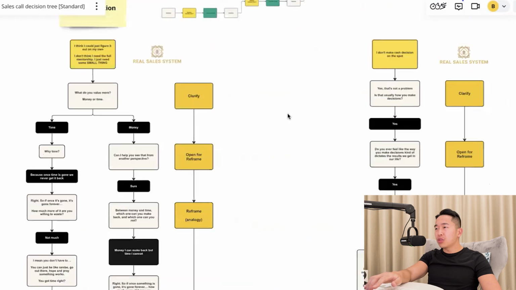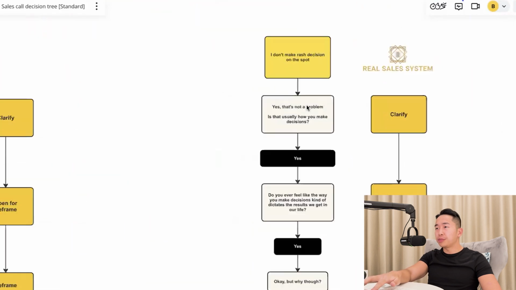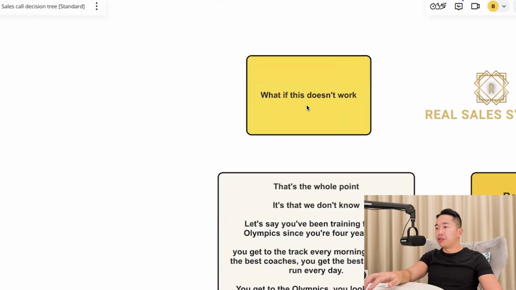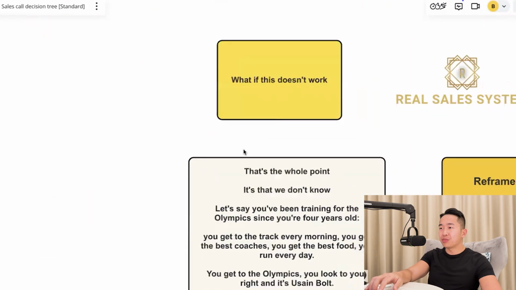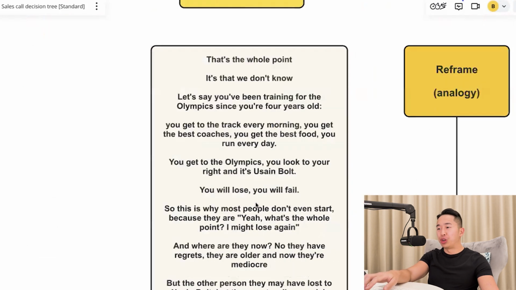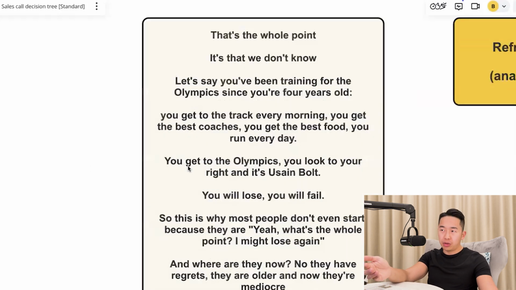Okay. Let's see. Which one should we choose? What if this doesn't work? Oh, let's go into that. Okay. That's another one you can do. Okay. But what if this doesn't work? Guys, here's a reframe you can do. We call it the Olympic runner analogy. Oh, that's the whole point, is that we don't know.